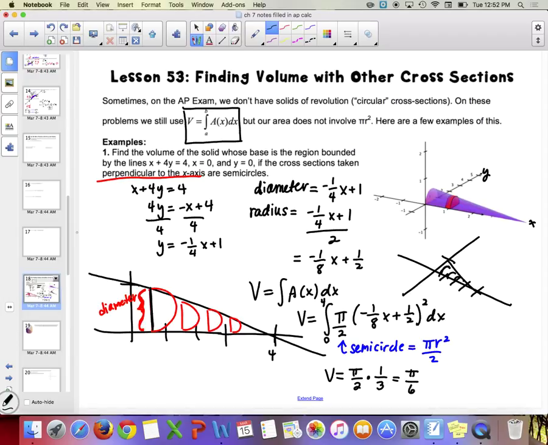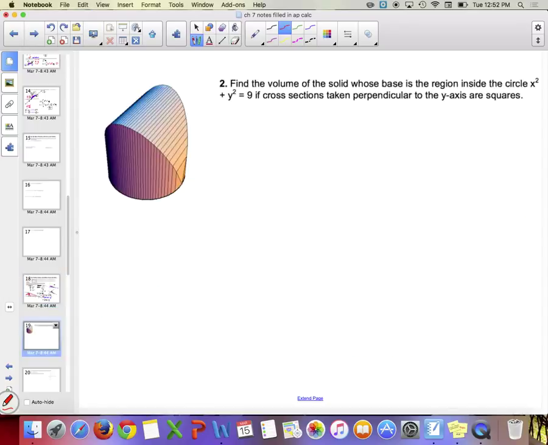All right, so we get pi over 6. Did you all get pi over 6? Okay, I made it easier on myself by pulling the pi over 2 out and then integrating that on my calculator without the pi over 2. So you should get pi over 6. All right, so here's another one.